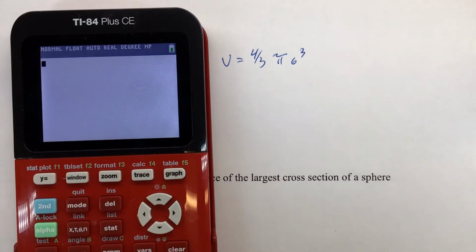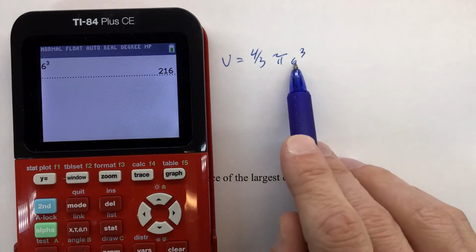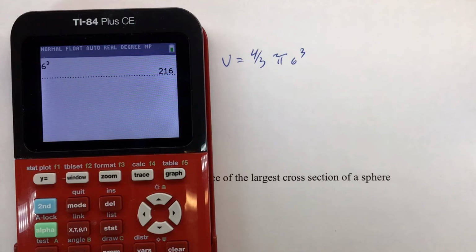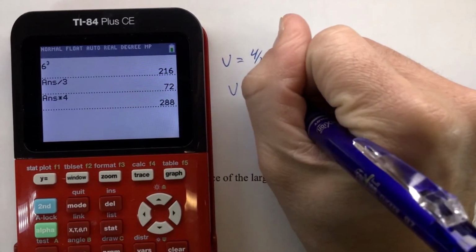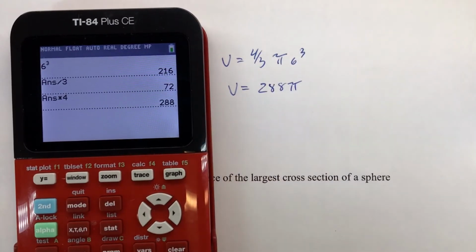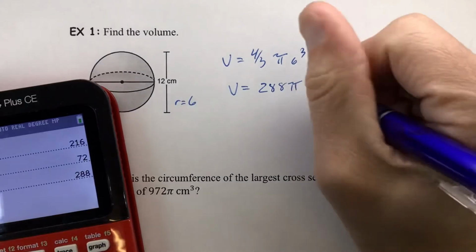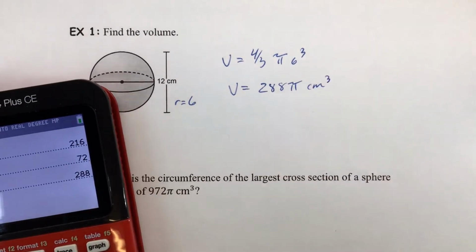I'm going to start with the 6 cubed, which is going to give me 216. And the reason I start with that is because 6 is divisible by 3. So as my next step, I'm going to divide by 3, and after that multiply by the 4, which is going to give me 288. So the volume can be expressed as 288 pi. And you'll see that done a lot. Okay, the units for this would be centimeters cubed.